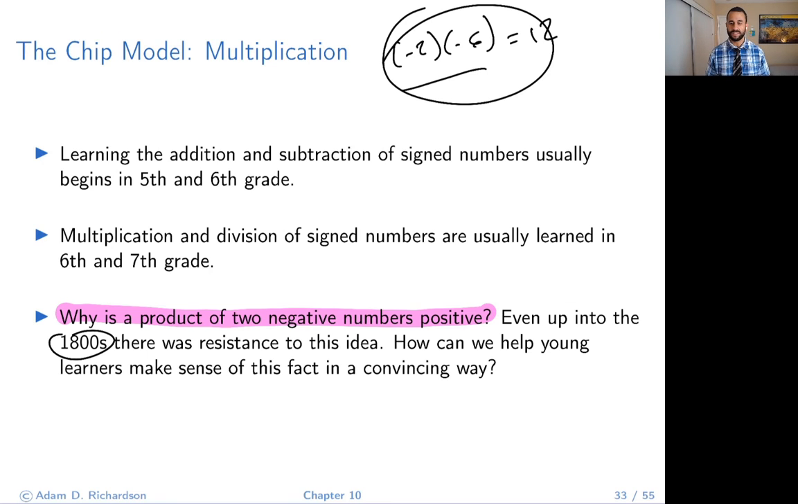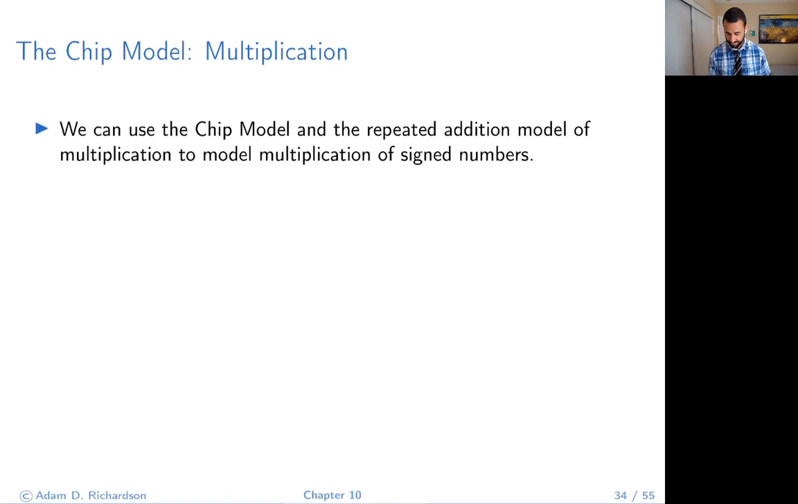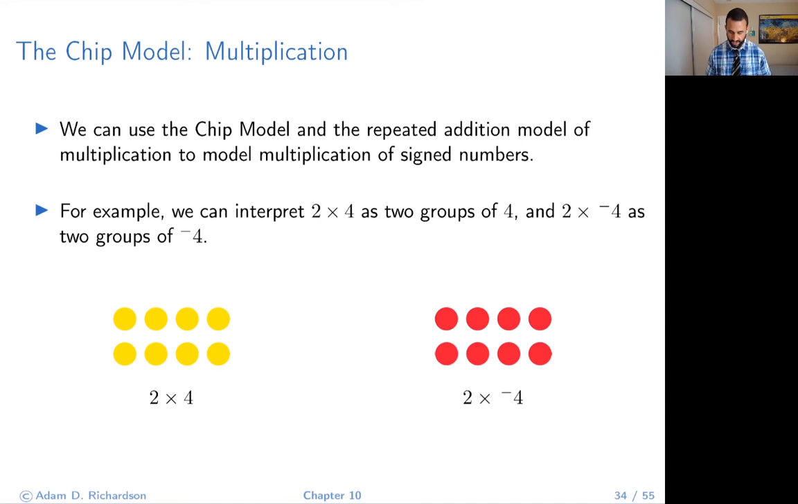So how can we help learners make sense of that in a convincing way, right? We don't just want to say it works that way because that's not allowed. You never just say, oh, it's just because. We always have reasons. We will always answer the question why, as long as we can. So what we can do is use the chip model and the repeated addition model of multiplication to model it. I've got some examples here.